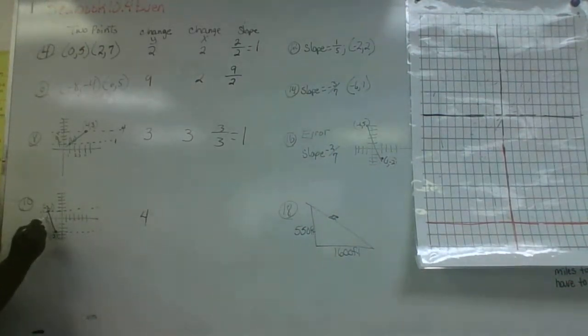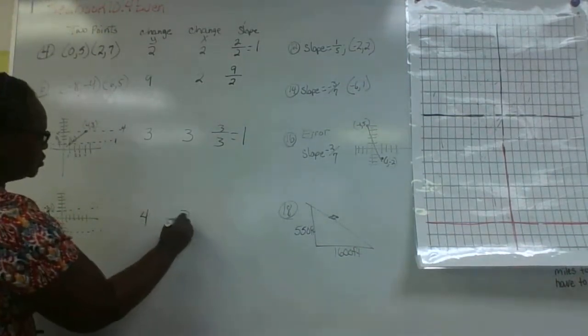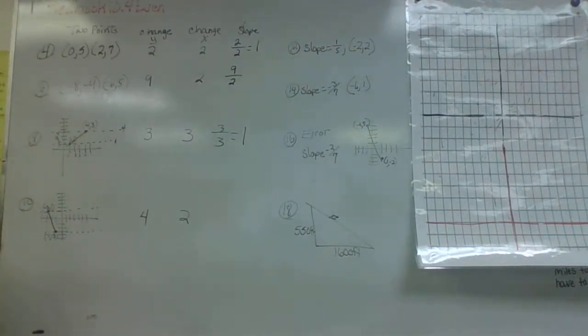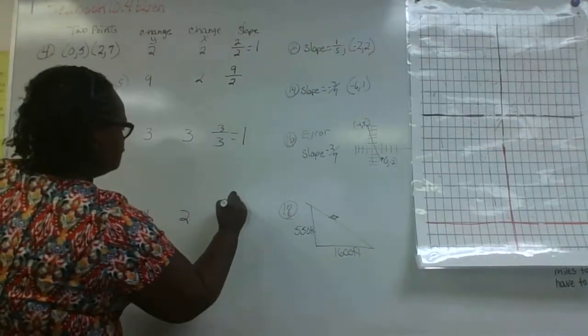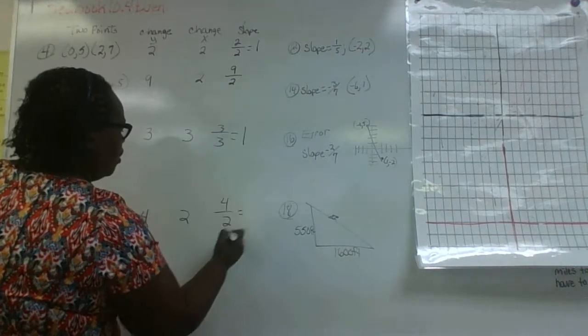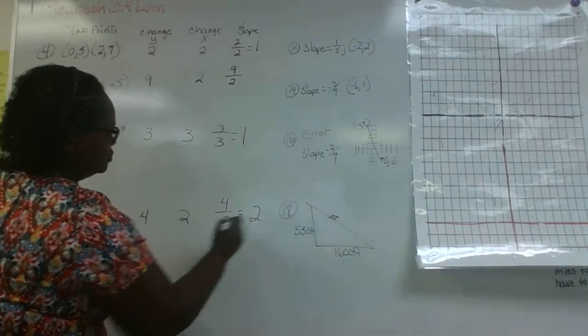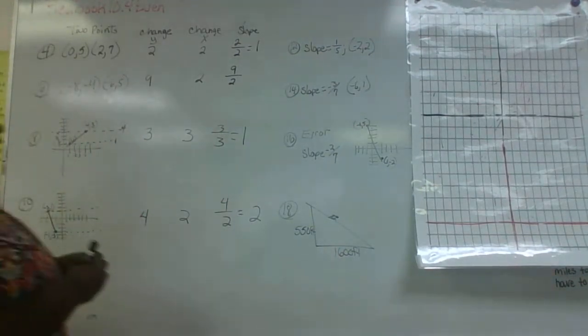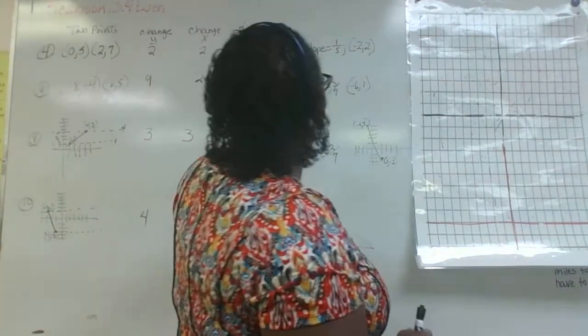Now we go from negative 3 to a negative 1. Let's count. For our x change, 1, 2. So our x change is 2. Therefore, our slope is 4 over 2, or in this case, 2. All right? So now, let's move forward to our next portion.